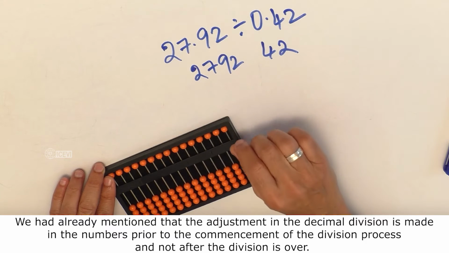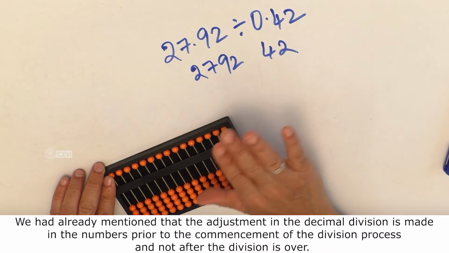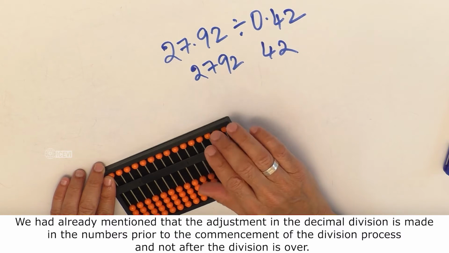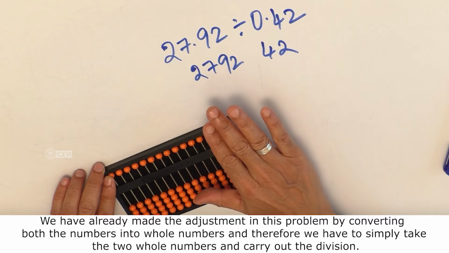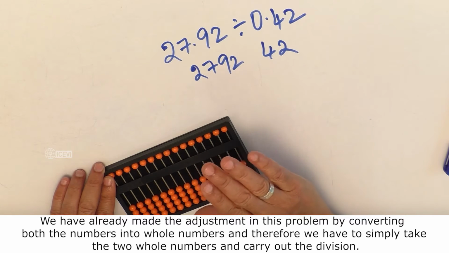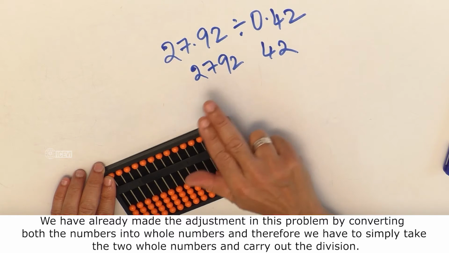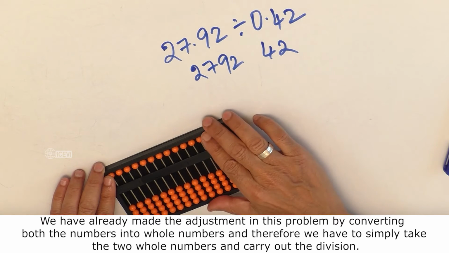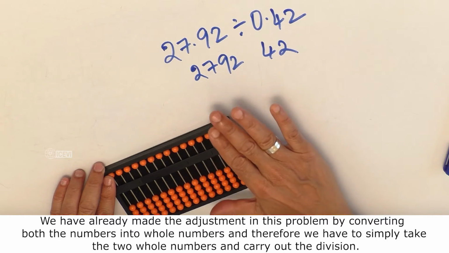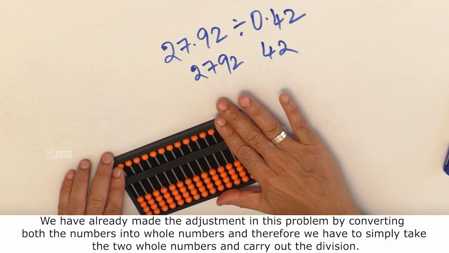We had already mentioned that the adjustment in the decimal division is made in the numbers prior to the commencement of the division process and not after the division is over. We have already made the adjustment in this problem by converting both the numbers into whole numbers, and therefore we have to simply take the two whole numbers and carry out the division.